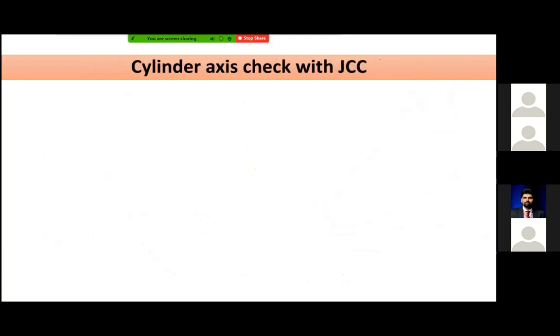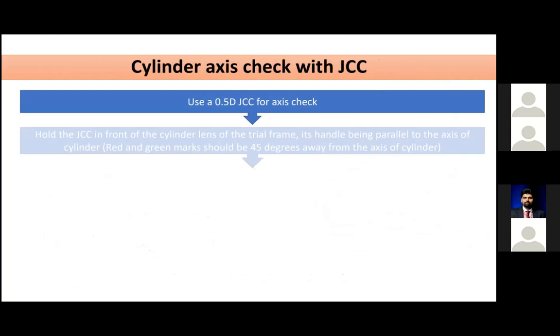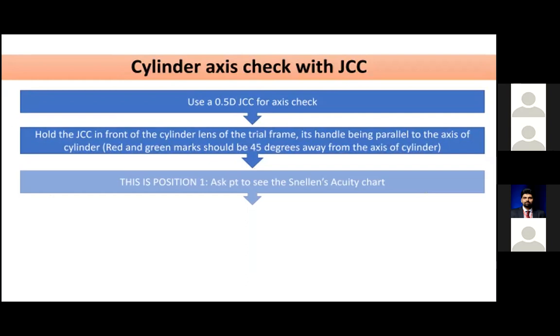So first step is to refine the cylinder axis. Okay. So what we do is, for axis, generally we prefer using a 0.5 diopter Jackson cross cylinder. Now for axis refinement, the Jackson cross cylinder is held in front of the trial frame with its handle being parallel to the axis of the cylinder. That means your red and green marks should be 45 degrees away from the axis of the cylinder. And this is position 1.